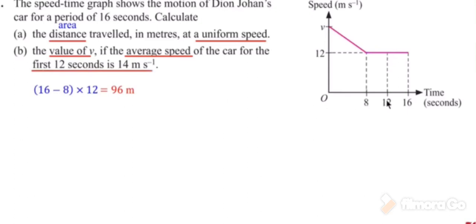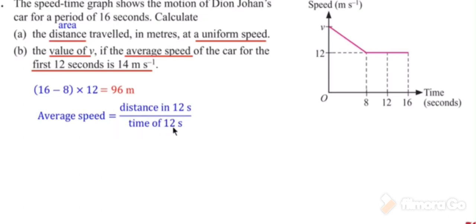Average speed is given as 14 meters per second. So let's start with the average speed formula. Average speed equals distance in the first 12 seconds over total time taken for the first 12 seconds. So that is the shape. It consists of one trapezium and one rectangle, so we have two types of area.